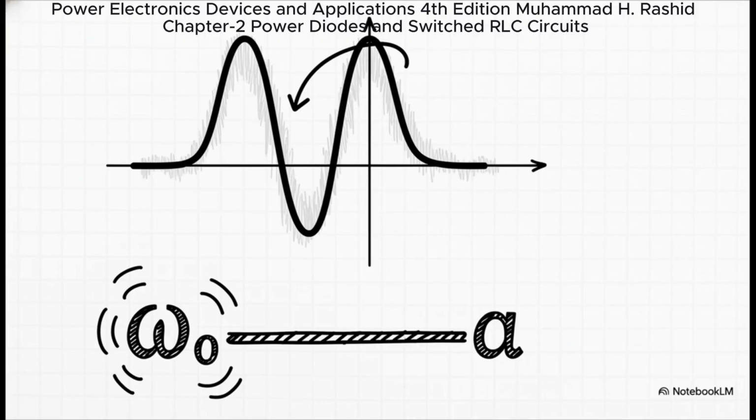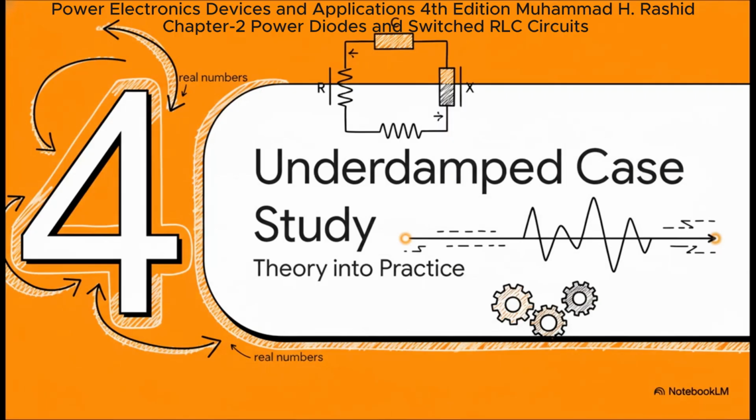Here, the natural frequency, the wobble, wins the tug-of-war. The brakes just aren't strong enough to stop it. So the current overshoots, swings back and forth, and creates this really cool decaying wave. Okay, theory is awesome, but let's see how this stuff actually plays out.